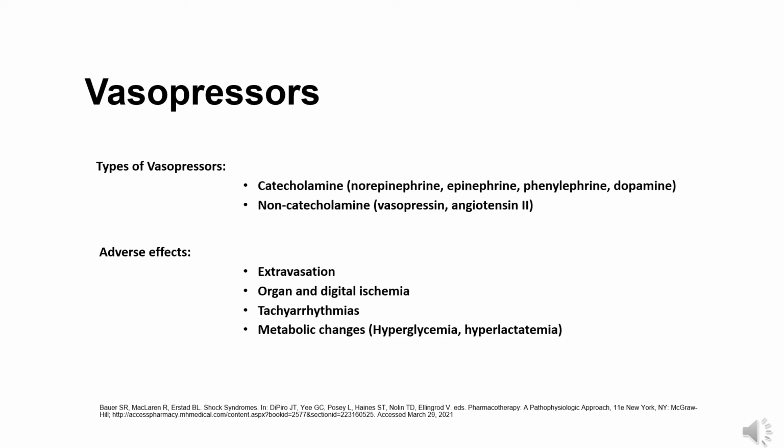Vasopressors are used in vasodilatory shock not responding to fluid resuscitation, and they are less often used in cardiogenic or hypovolemic shocks. There are 2 types of vasopressors, catecholamine and non-catecholamine. Catecholamines include norepinephrine, epinephrine, phenylephrine, and dopamine. Non-catecholamines include vasopressin and angiotensin II.